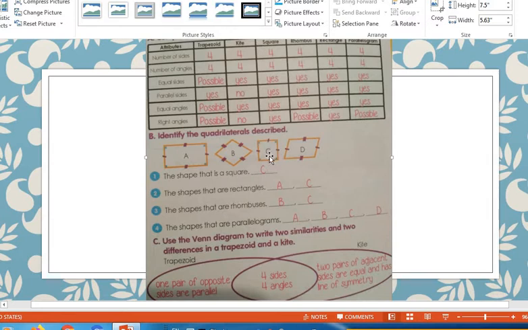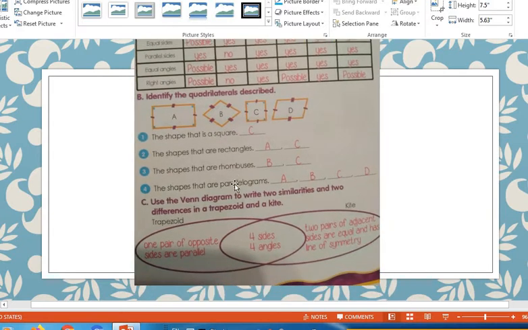A square is a kind of rectangle where all sides are equal in length. The shapes that are rhombuses: here I have B and C also. So the square may also be a rhombus. The shapes that are parallelograms: I have A, B, C, D, because here we have opposite parallel lines.